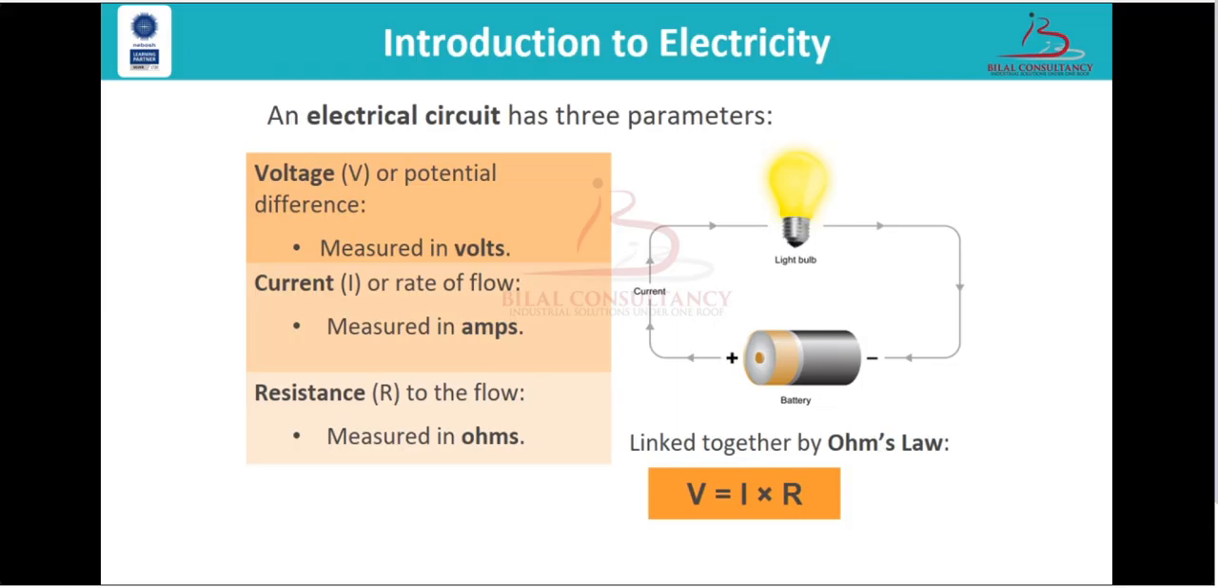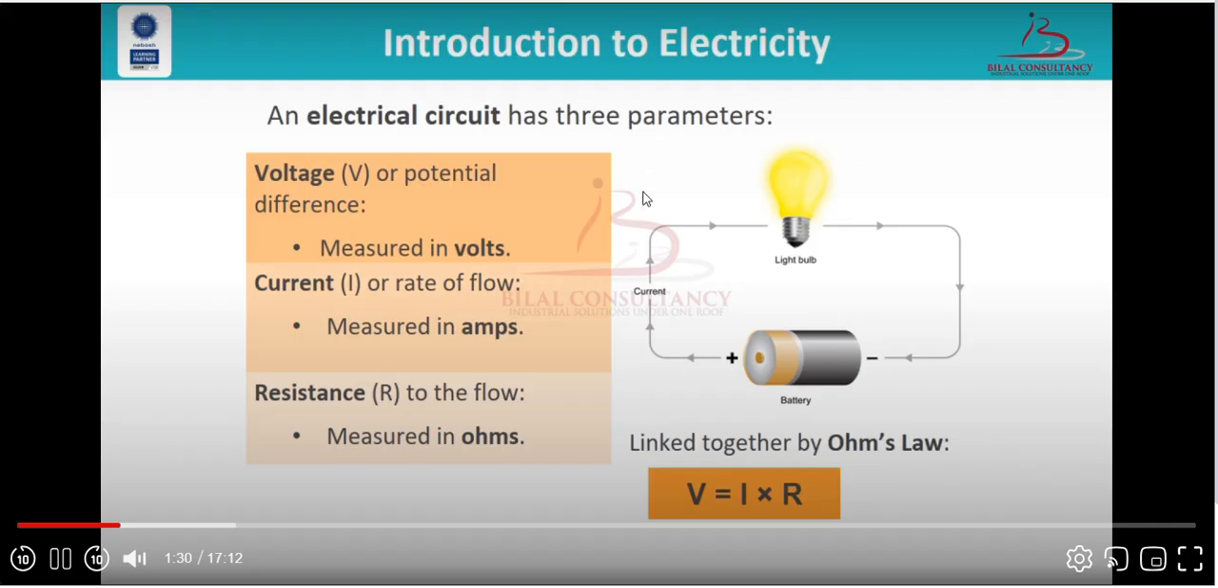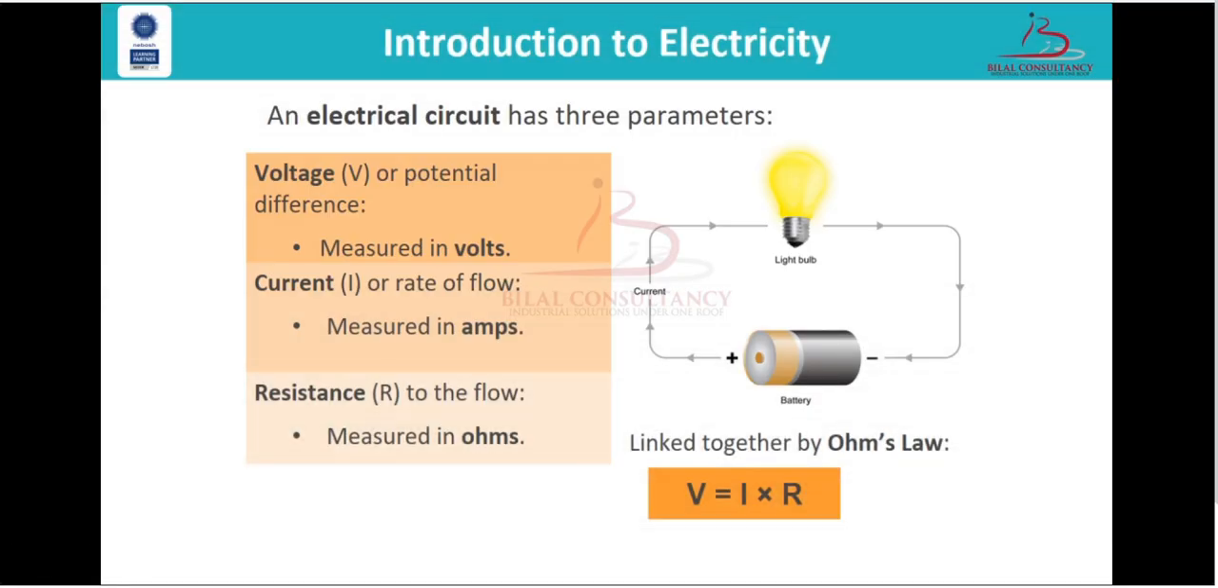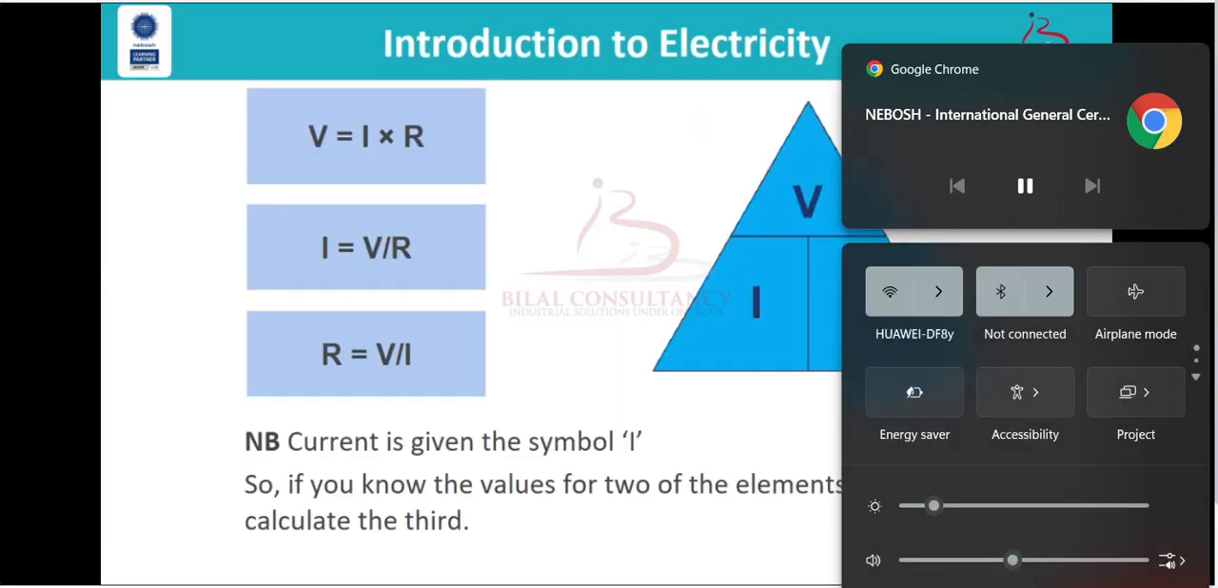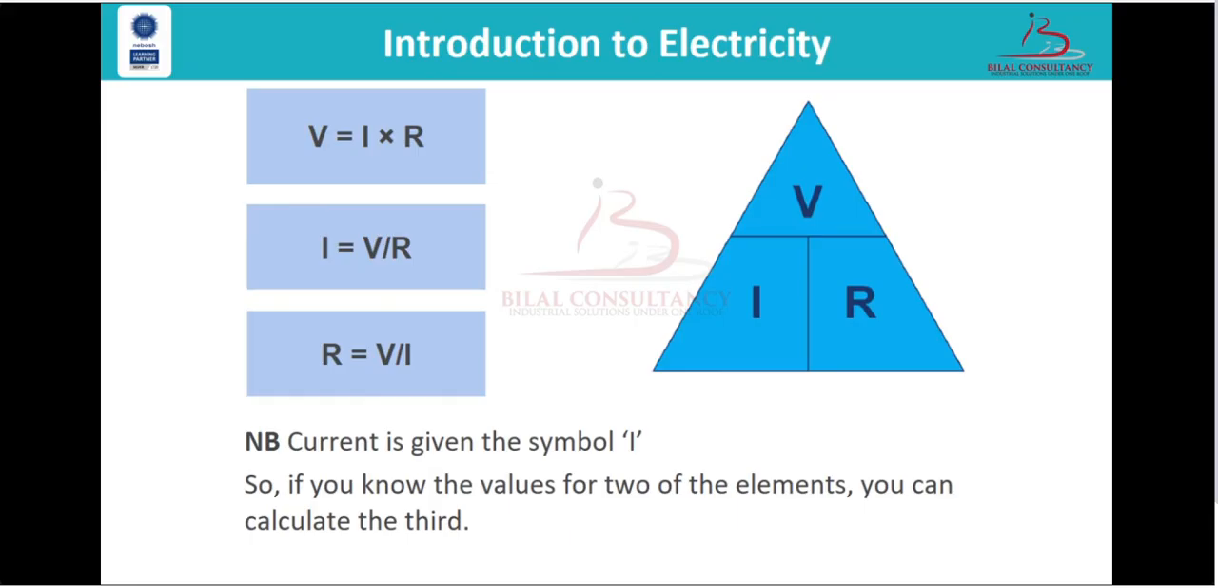Voltage is the measure of potential difference or electrical driving force that is forcing electricity through the conductor. Its unit is volt. Current is the measure of the rate of flow of electricity through a conductor, and its unit is ampere. Resistance is a measure of how much a component in the circuit resists the passage of electricity. Its unit is ohm. These three parameters are linked by a simple relationship called Ohm's law, which is voltage is equal to current multiplied by resistance.